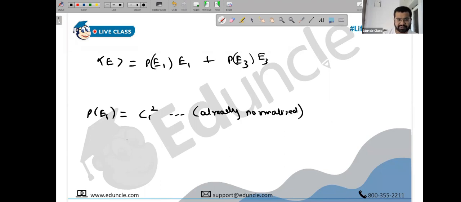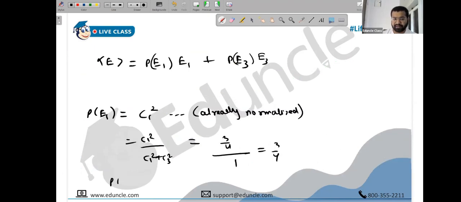Normalized. Or we can use the general formula C1 square upon C1 square plus C3 square. So what is C1 square? Root 3 by 2 whole square, that's 3 by 4. C1 square plus C3 square is 1. So you are getting 3 by 4. And the probability of having energy E3: there are only two energies, so I can directly write 1 minus 3 by 4, which is 1 by 4. Probabilities we have got. Now the question is about energies.